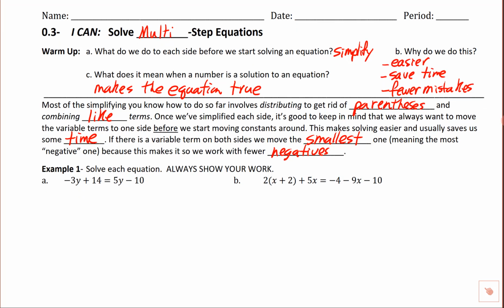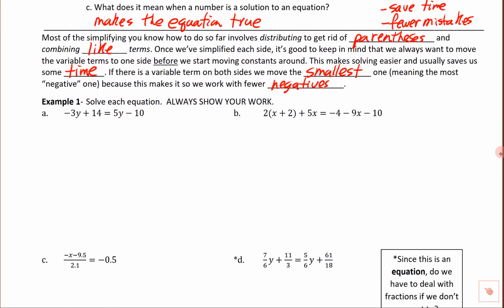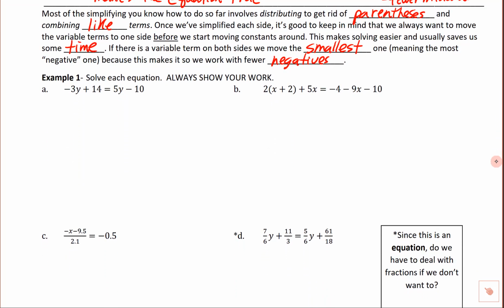Again, we're going to simplify each side. We're going to isolate the variable term. So we're going to figure out where the variable goes first, and then we're going to get the variable by itself. We're always going to show our work, and we're going to take a look at this, kind of glance through. That side is simplified. That side is simplified. So step 1 is done for us. And then we're going to look at this.